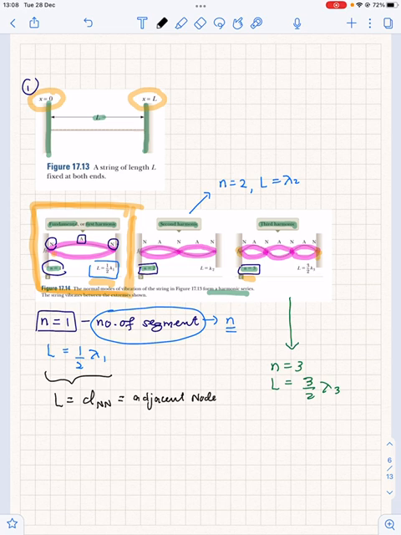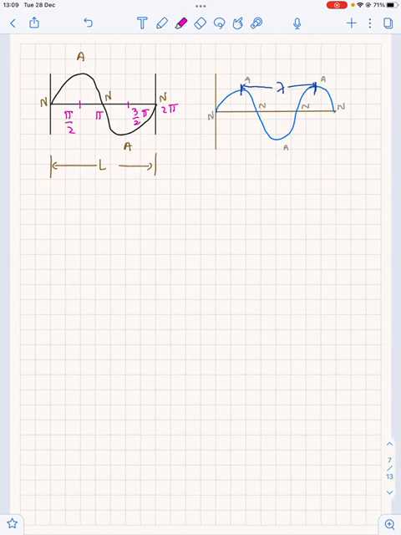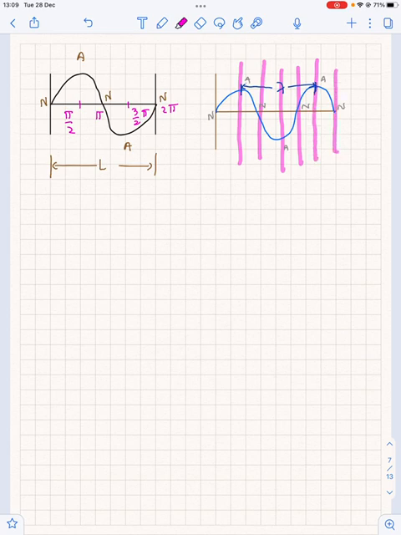Adjacent node. Okay, distance from adjacent nodes, from node to node. Let's say for n equals 2, the distance from adjacent node to node is from this wall to this node. So simply we can say 1 over 2 lambda plus 1 over 2 lambda equals L. Okay, that is what I'm going to show you. Let's split this one. We have node, antinode, node, antinode, node, antinode, and node.